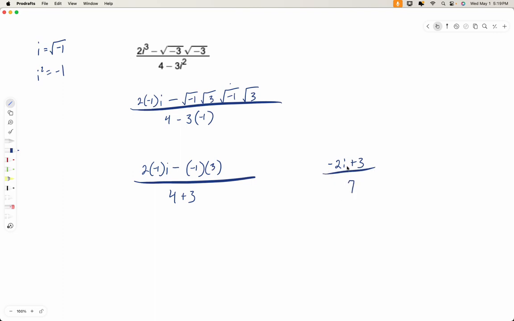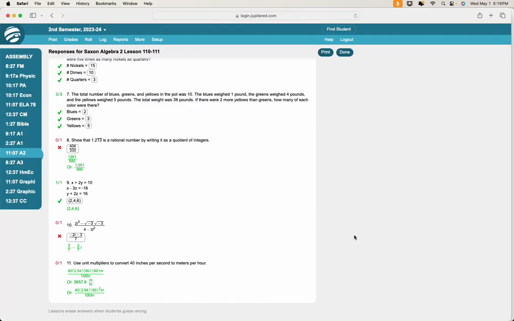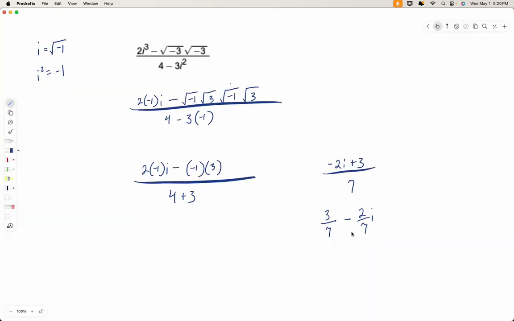Now we can never have i as that first term. That's just not standard format, and we can't have them together in the same fraction. So we have to rewrite this appropriately. So it'll be positive 3 over 7 minus 2 over 7i. I believe that's the way we have it over here. Yes, that's exactly right. That would be your answer.